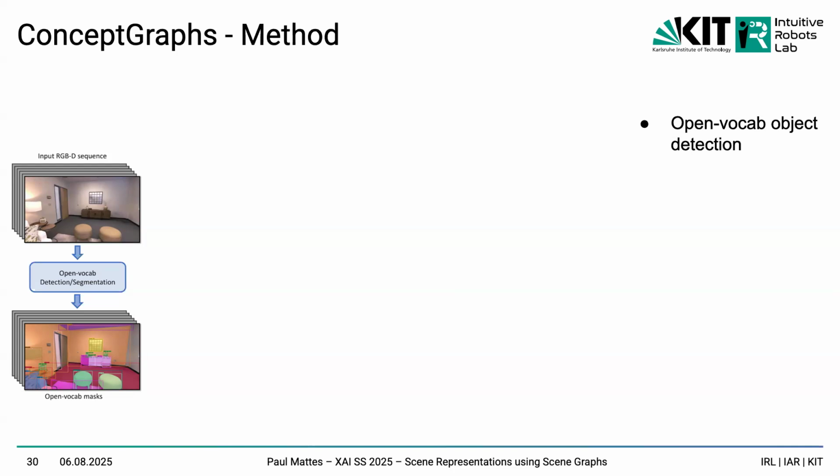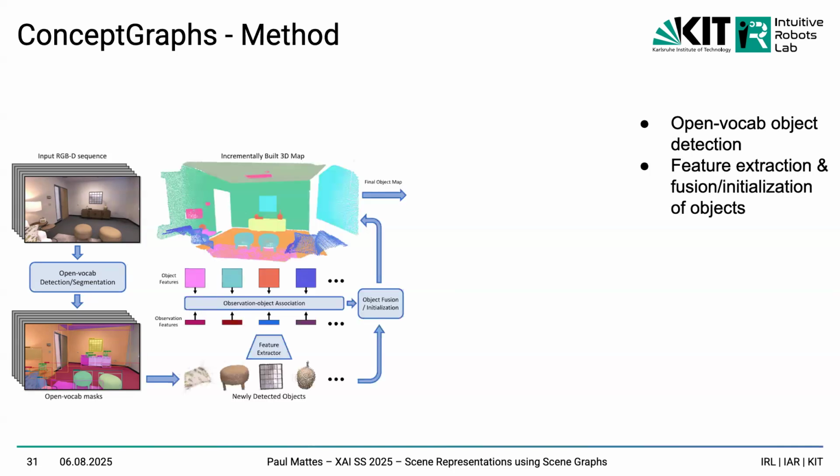But yes, they get RGBD sequences because the robot is moving around in the room. And then they have some open vocabulary detection and segmentation, so some model off the shelf. I don't really remember which one. I should have written it down, but it's also not important. There are a lot out there. Then they extract features from the newly detected objects, and then they need to either fuse or initialize the objects, right? Because if, for example, this object is not new, but one we have already seen, then we need to merge those newly discovered features. But if it's actually a new object, then they need to initialize it.